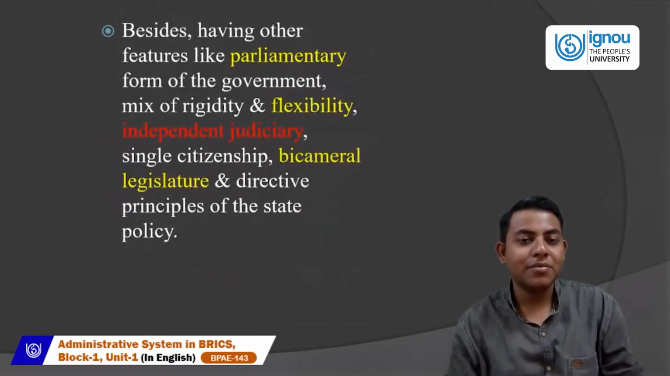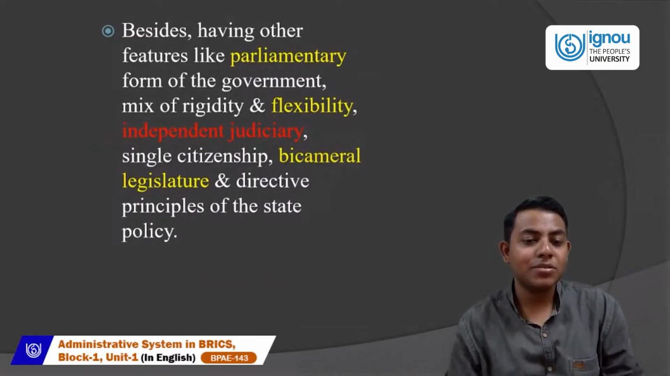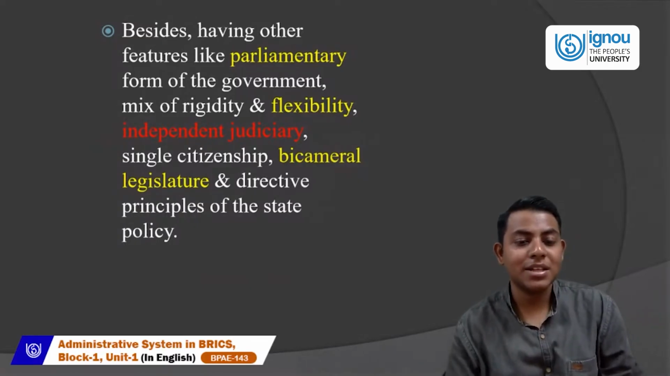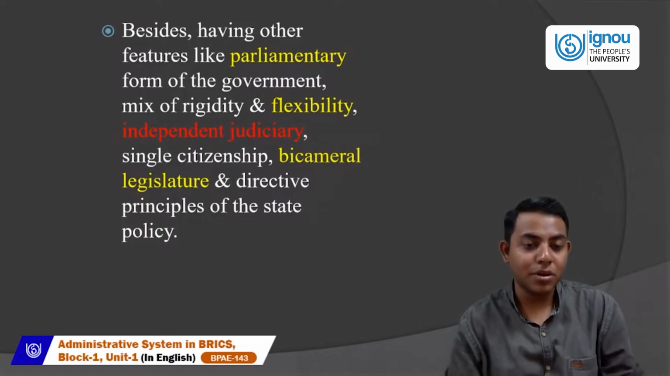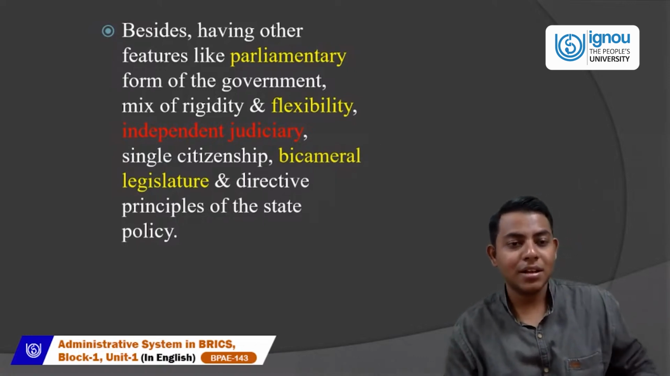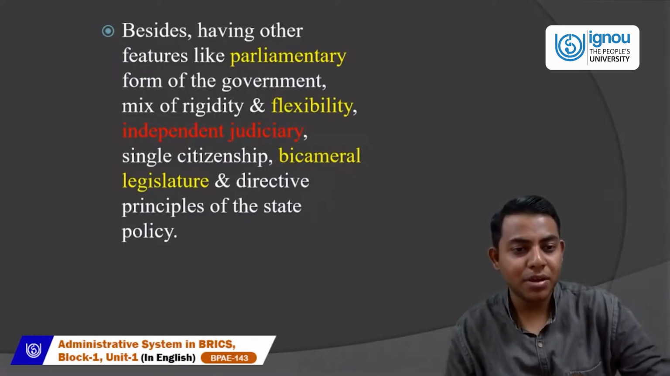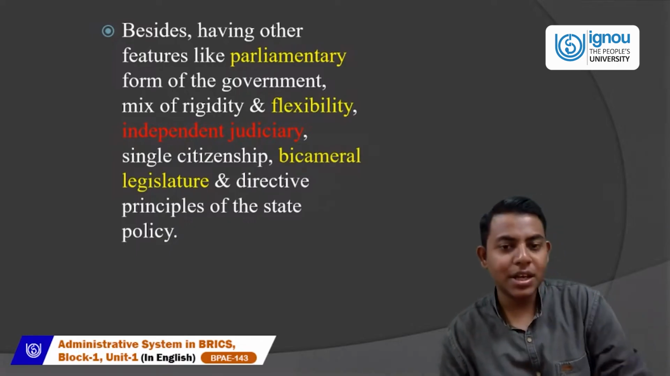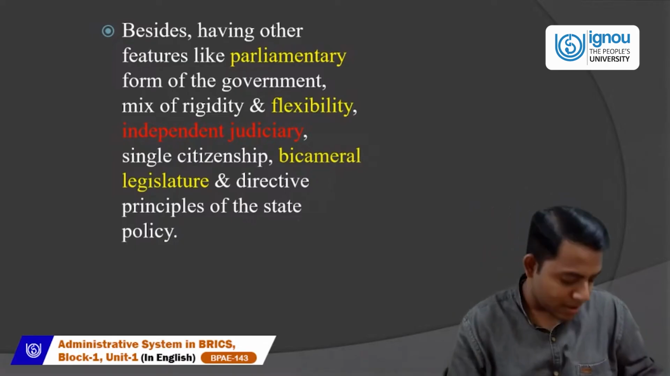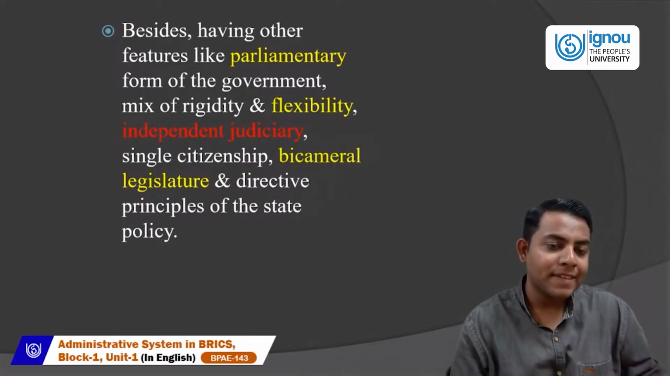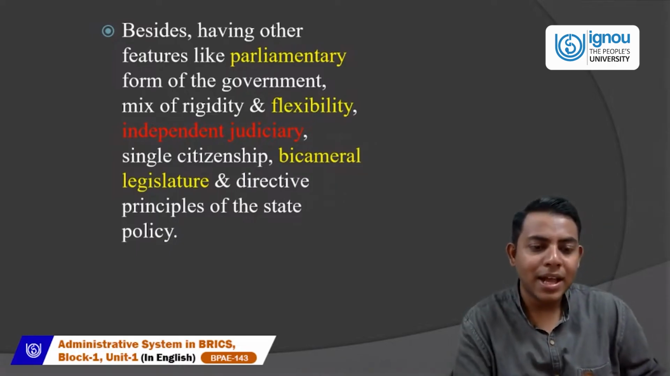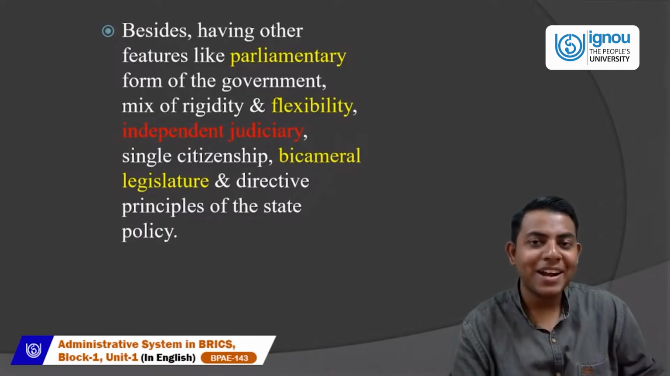And besides this, there are other features like a parliamentary form of government, a mix of rigidity and flexibility, an independent judiciary, single citizenship, a bicameral legislature, and directive principles of state policy. All these things are there in the Constitution. There is a parliamentary form of government. There is a mix of rigidity and flexibility in the Constitution. There is an independent judiciary. There is single citizenship. There is a bicameral legislature, with two houses: Rajya Sabha, the upper house, and Lok Sabha, the lower house. And there are directive principles of state policy, which are there in Part 4 of the Constitution.